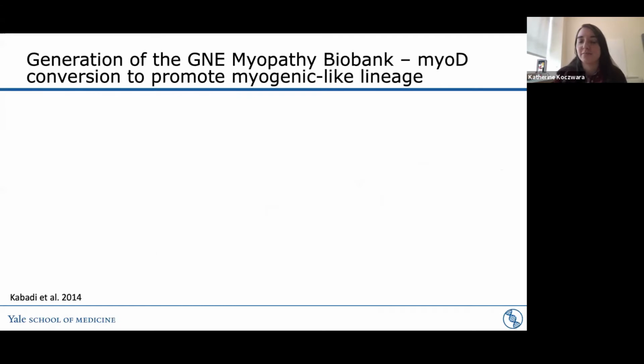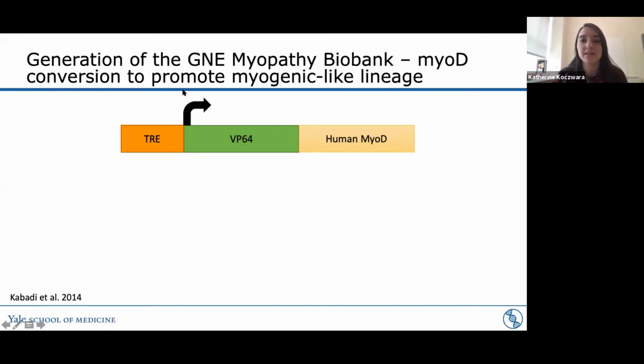But given that GNE myopathy is a muscle-specific disease, meaning it affects the muscles, we want to take these skin cells and convert them into a more muscle-like cell, because that will give us the opportunity to study a more myogenic-like cell type, which is relevant given that GNE is a muscle disease. The way this works is we have a plasmid that has human MyoD, a transcription factor unique to myogenic cell lines, under control of a doxycycline-inducible promoter.